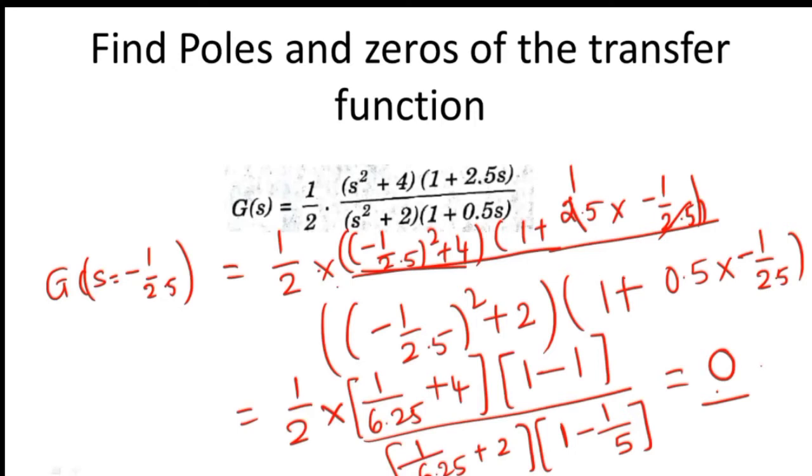Okay. Next, if you substitute the value of s is equal to plus j2, you will get G of s value equal to 0. Similarly, if you substitute s is equal to minus j2, you will get the same value. Okay. So, what is a zero now? It is the root of the numerator polynomial. Zeros of the transfer function are the roots. The roots of the numerator polynomial are known as zeros of the transfer function.